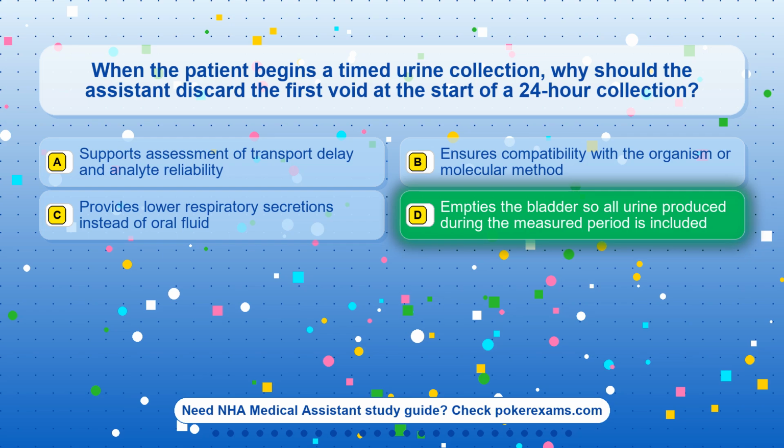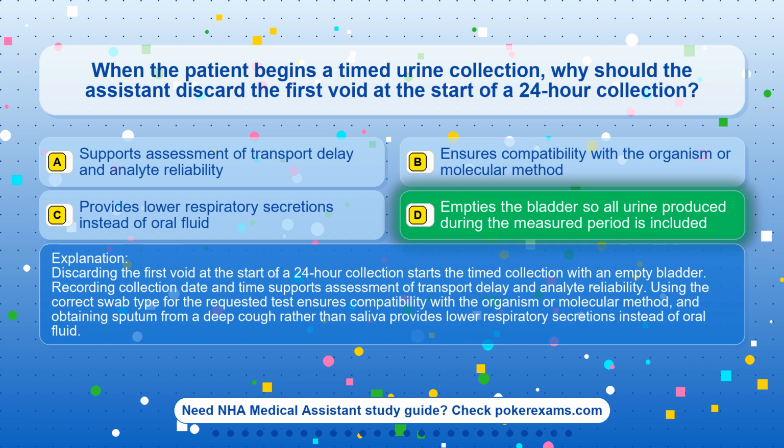The correct answer is option D. Empties the bladder so all urine produced during the measured period is included. Discarding the first void at the start of a 24-hour collection starts the timed collection with an empty bladder. Recording collection date and time supports assessment of transport delay and analyte reliability. Using the correct swab type for the requested test ensures compatibility with the organism or molecular method, and obtaining sputum from a deep cough rather than saliva provides lower respiratory secretions instead of oral fluid.